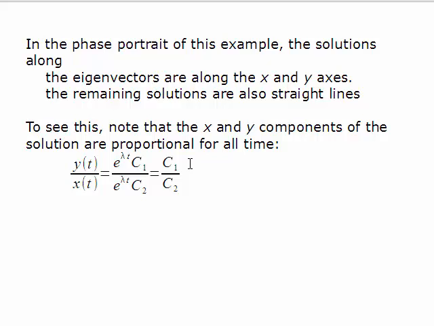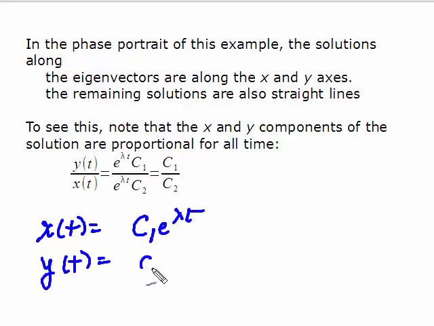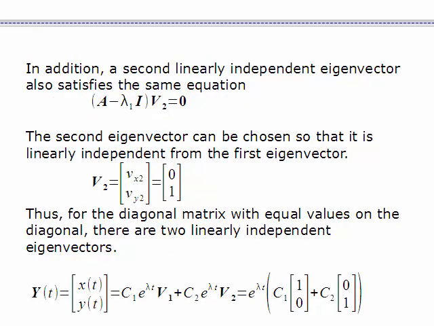Okay, so I erased my solutions, but I have an error here, so let me write that back again. x of t is c1 e to the lambda t, y of t becomes c2 e to the lambda t, and I got that from the general solution that we had on the previous slide. I'll go back to the previous slide right now.